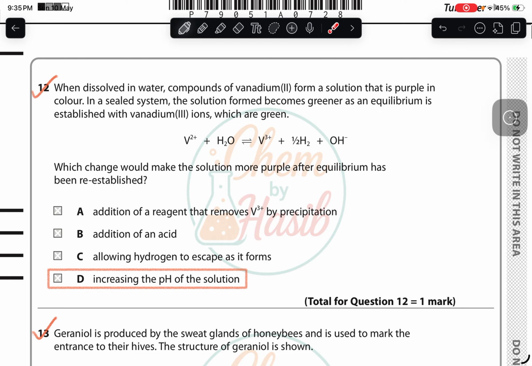So which change would make the solution more purple? Addition of a reagent that removes V3 plus. If the V3 plus is removed, equilibrium will shift to the right. We should shift the position of equilibrium to the left to become more purple, right?